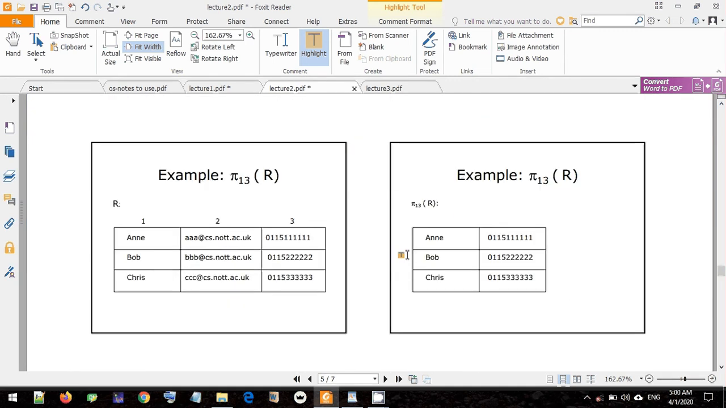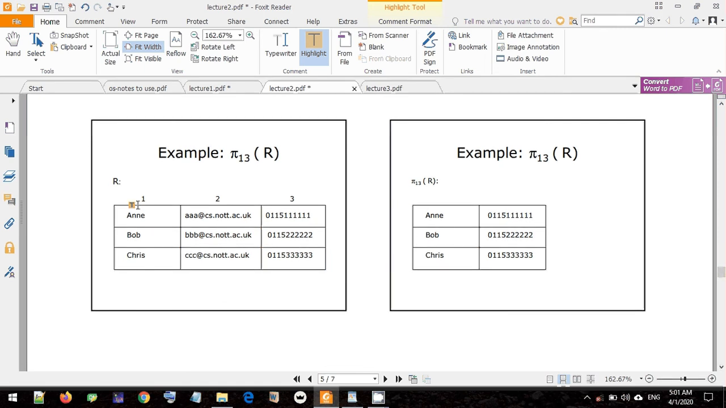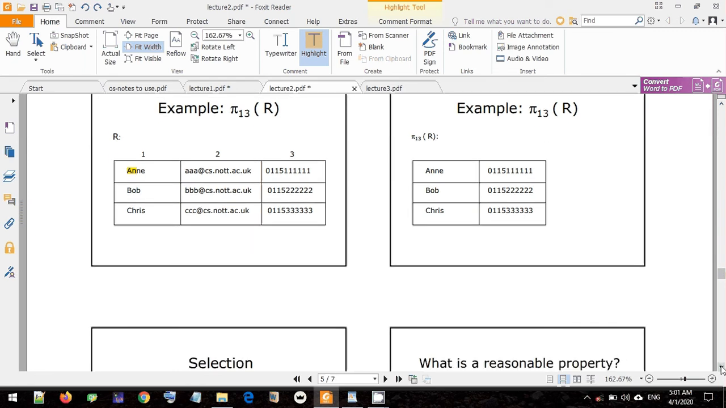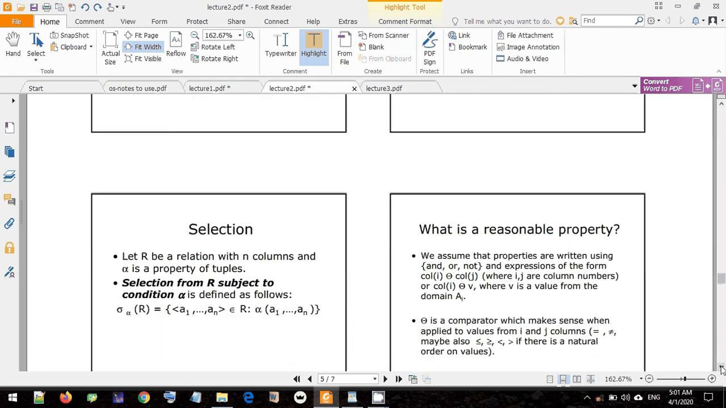Now let's look at this example. Given the relations, we have relation 1, relation 2, and relation 3. We are projecting columns 1 and 3. We see that the result will give us just column 1 and column 3. Column 1 contains the names Anne, Bob, and Chris, and column 3 contains a set of digits. That is, we just extract column 1, extract column 3, and produce a new relation out of it. We call that the projection of the relation R on columns 1 and 3.